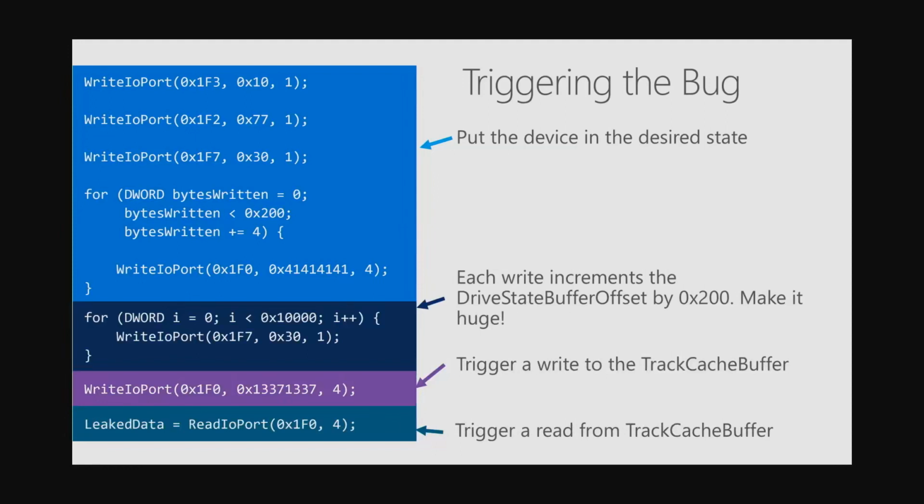Now there's 2 ways you can go. The first way you can go is you can issue an IO port write to port 1F0. And when you do that, that is going to trigger a write to the track cache buffer using this massive drive state buffer offset. So you have an out of bounds write. The other way you can go is you can do an IO port read from that same IO port. And when you do that, it will trigger a read from the track cache buffer, and it will return that data to you. And you have an out of bounds read there.